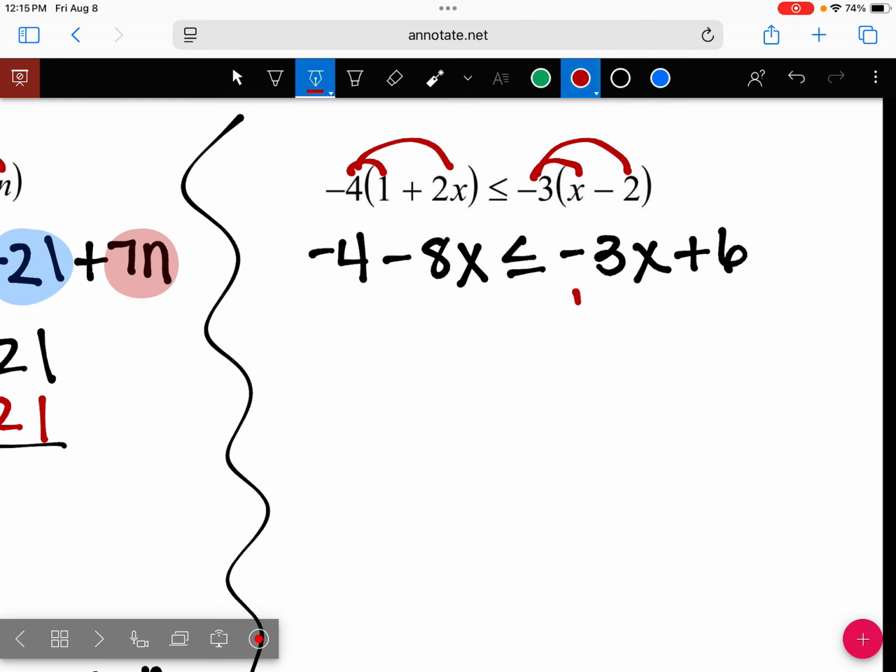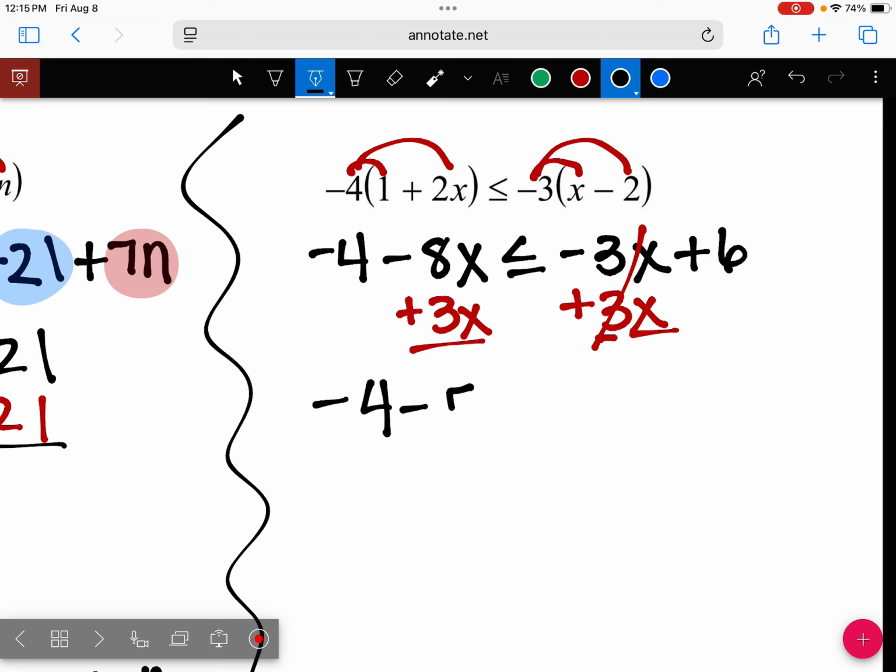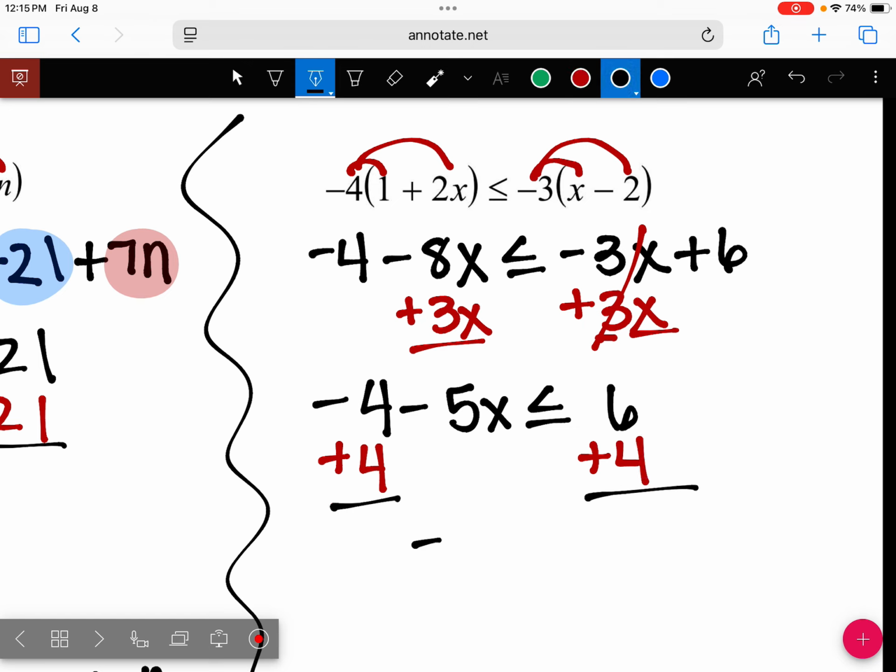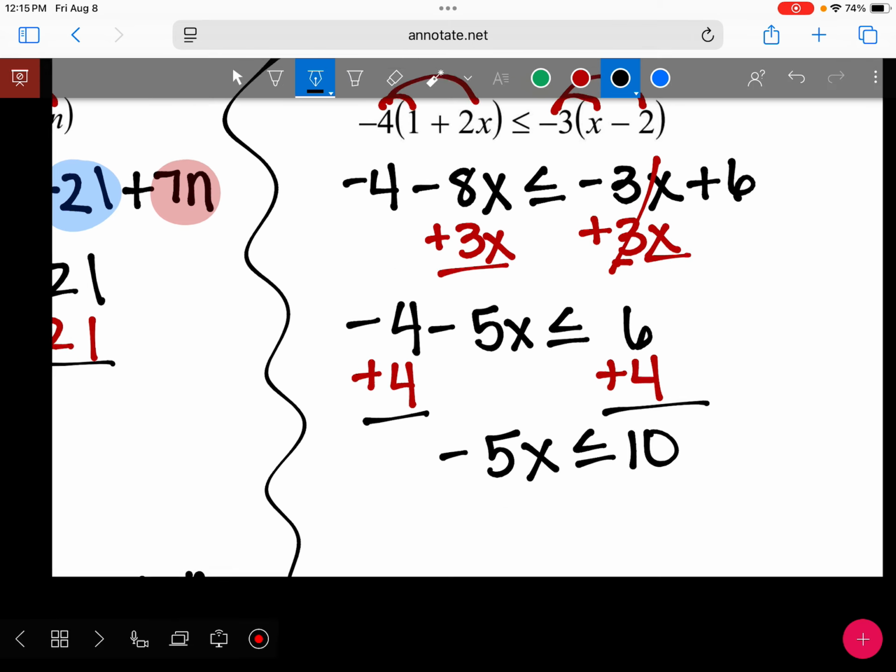So you have your option. You can either add the 8 or add the 3. I'm going to add the 3. So that would be -4 minus 5x is less than or equal to 6. And then my next step would be to add 4, which would be -5x is less than or equal to 10.